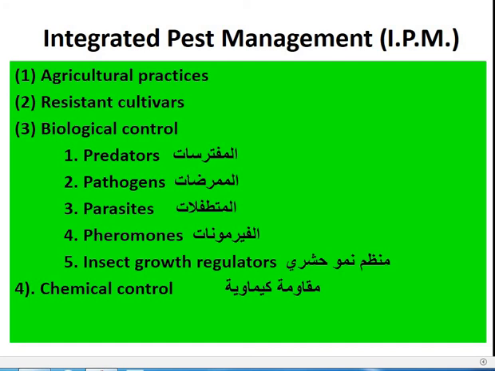We have to use resistant cultivars. Moreover, we can do biological control by predators, pathogens, and parasites, using pheromones and insect growth regulators. Finally, the chemical control. All these processes are integrated pest management.